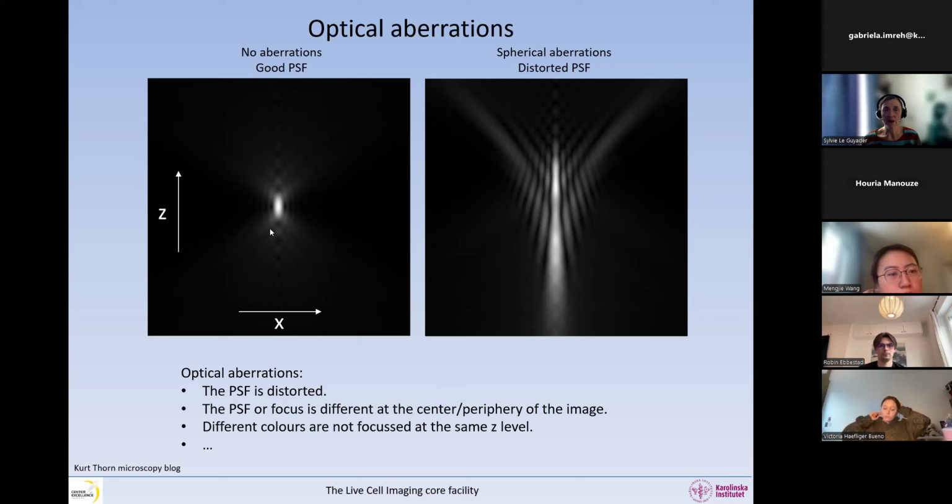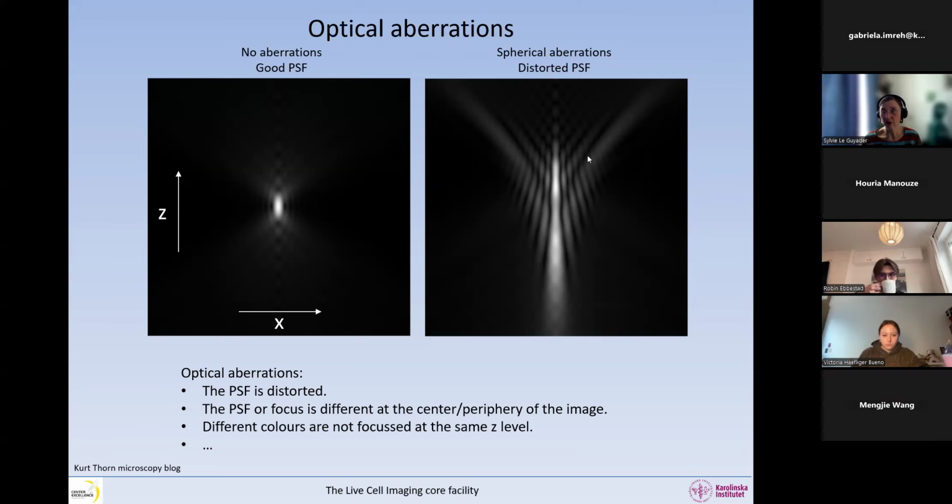And if it's distorted, if we have optical aberrations, we can have things like this, for example. It's very, very distorted. So the PSF is distorted, and the PSF is going to be different at different focus as well. So it means that also the different colors can be focused at different Z levels. And we can also have a different focus at the center and at the periphery of the image. So lots of things can happen that lead to spherical aberrations and optical aberrations.